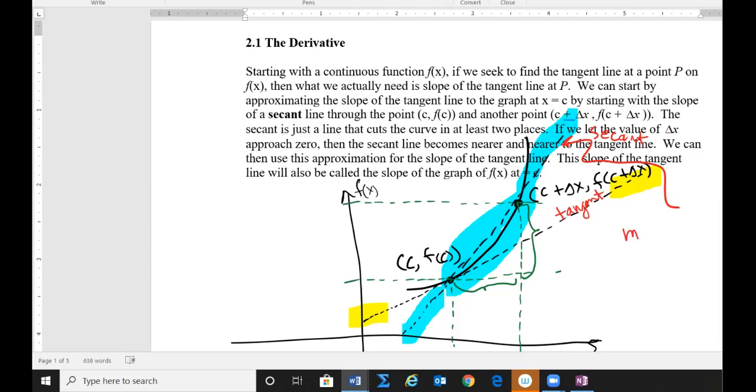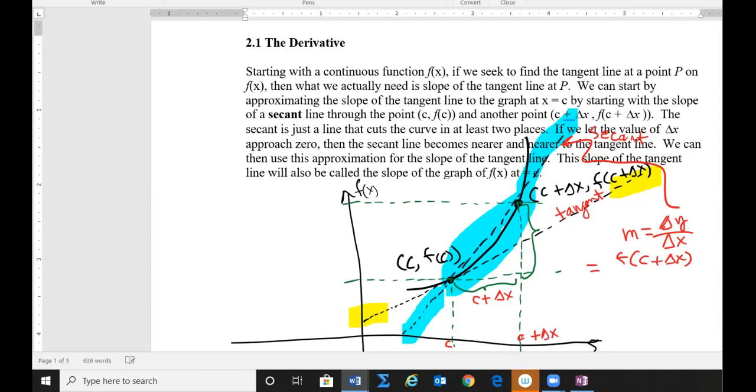Okay, so m will be the difference in the y coordinates, which we sometimes just call delta y over delta x. Okay, that would be equal to f of c plus delta x. Now, delta x is just a small number. It could be positive or negative. I've drawn it in here so that it looks positive since it's to the right. And this distance down here is c plus delta x. Okay, and this is c down here.